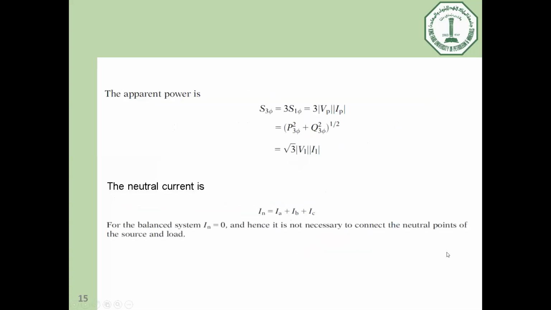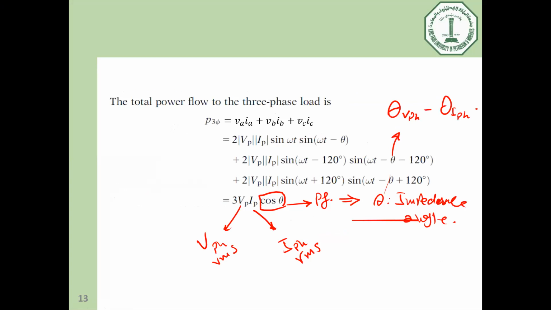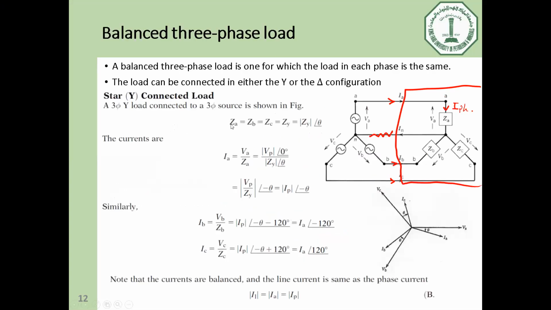Doctor, sorry, you talked about theta and said it is the angle of the impedance, but I did not understand it here, since we have three voltages. Which one? What is theta? In the beginning of the derivation, we said that ZA equals ZB equals ZC. It's a balanced three-phase load, so all have the same values and the same angles. So theta is the angle of any one of them. Okay, thank you.